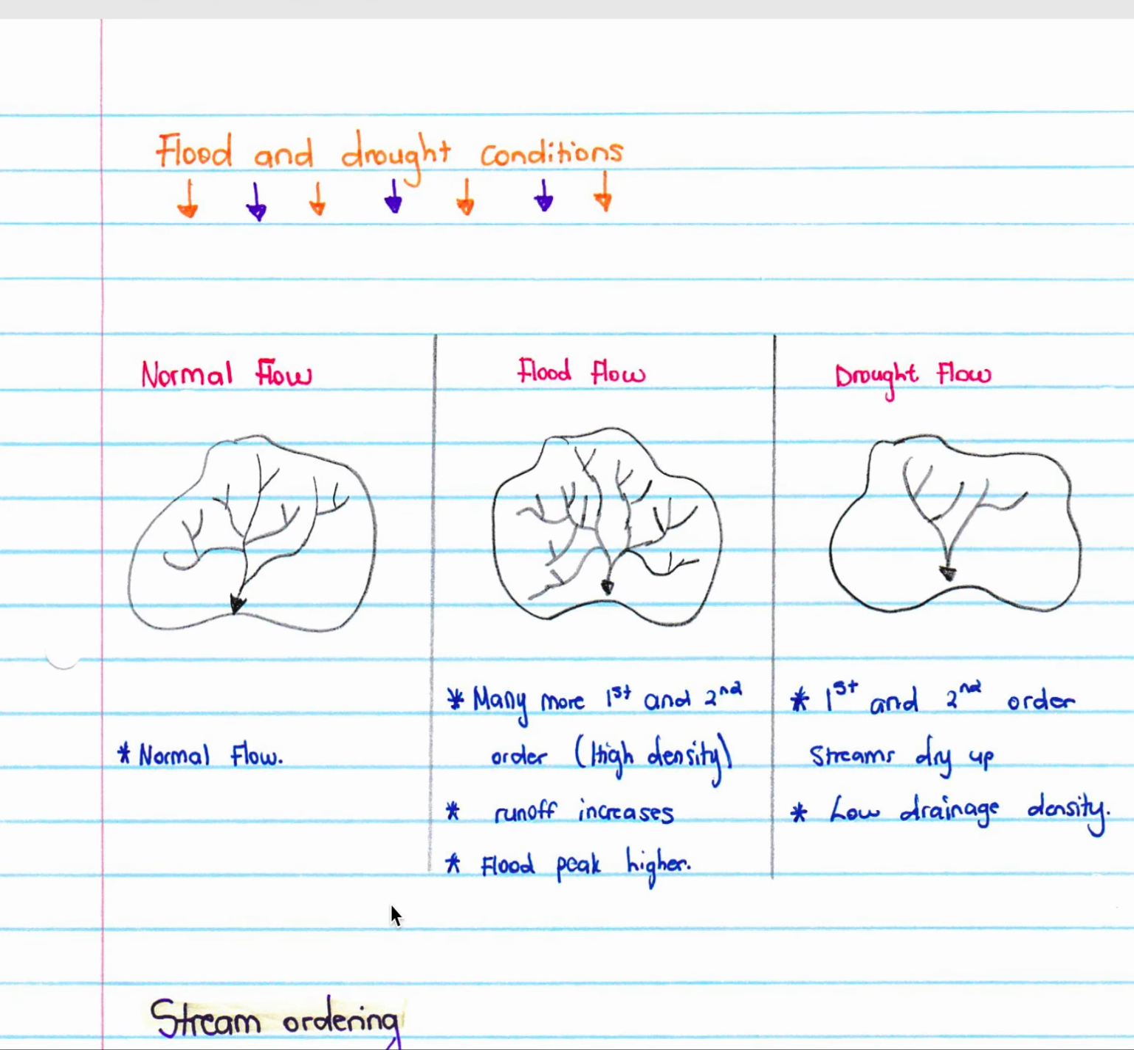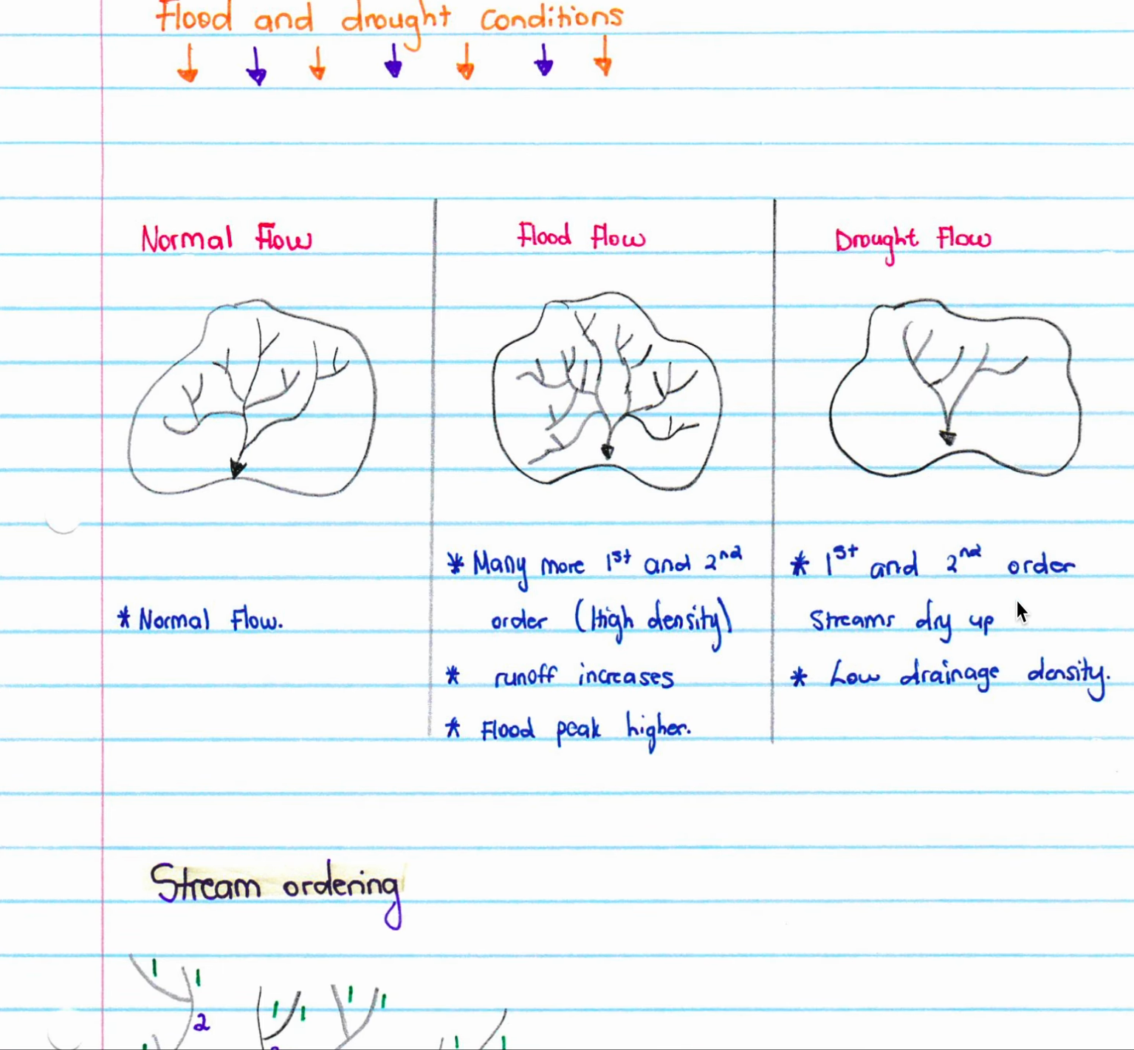When we look at flood and drought conditions, a basin with normal flow would look something like this. Where we have flooding flow, we have many more first and second order streams, giving us a high drainage density. Our runoff increases and our flood peak on our hydrograph would be higher. In a drought flow, our first and second order streams dry up. As we can see, we have far fewer first and second order streams, and we have a low drainage density. Less water is moved into our river channels.